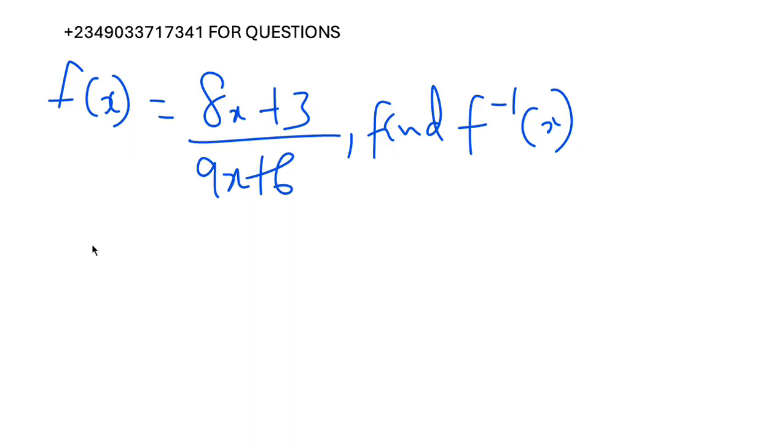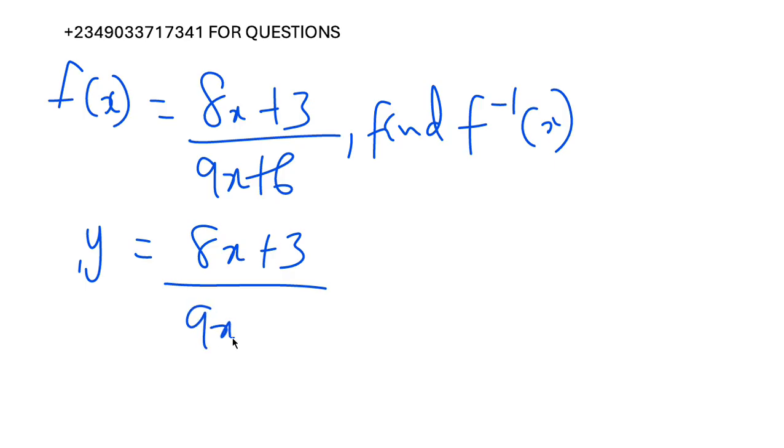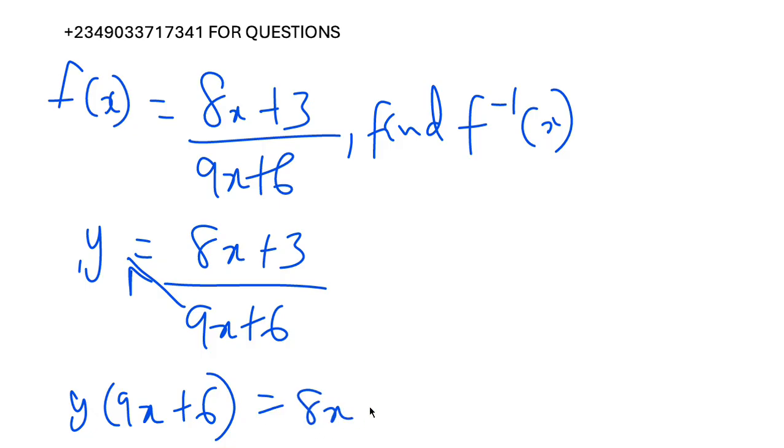So following the principle, all we will now say is let f(x) be y, right? It's still y is equal to (8x + 3) over (9x + 6). Then the next thing now is to make x the subject of the formula by first of all multiplying through, right? So that will be y into (9x + 6) is equal to what? 8x + 3.